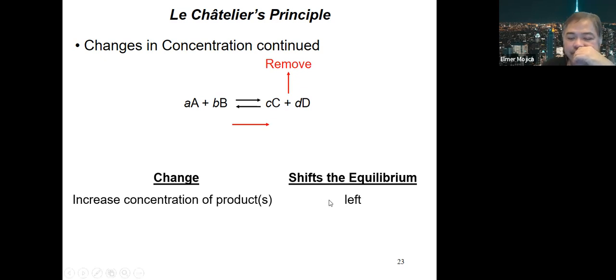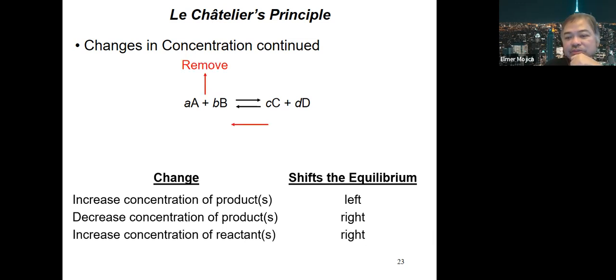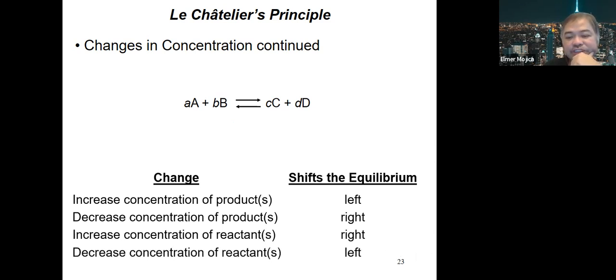Now, if you're going to remove some of these, what we call products, the reaction will favor the direction wherein it will produce products to replace the materials that were removed. So if there's a decrease in the concentration of the products, the reaction would favor the forward reaction. Now, if it's the other way around, you added more reactants, it will favor the utilization of those added reactants. So it favors the forward reaction. And if you remove reactants, it will favor the reaction towards the reactants to replace the reactants that were removed.